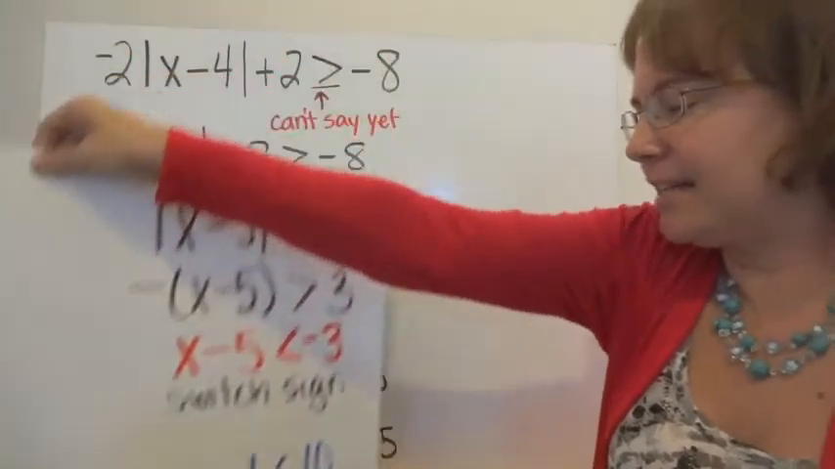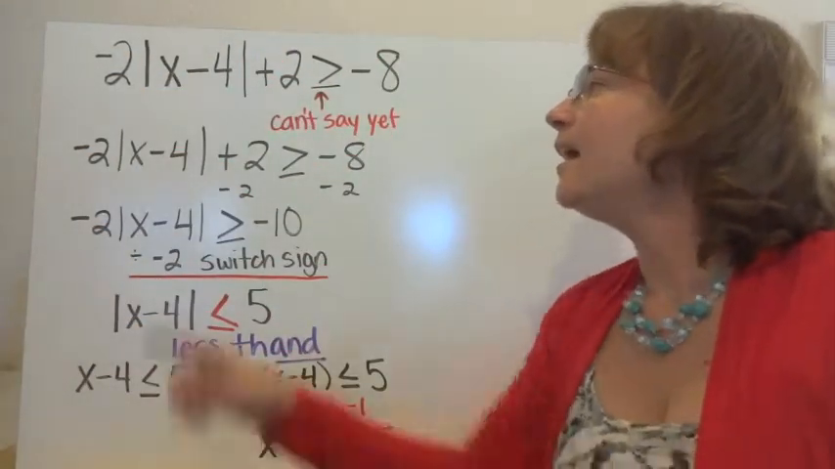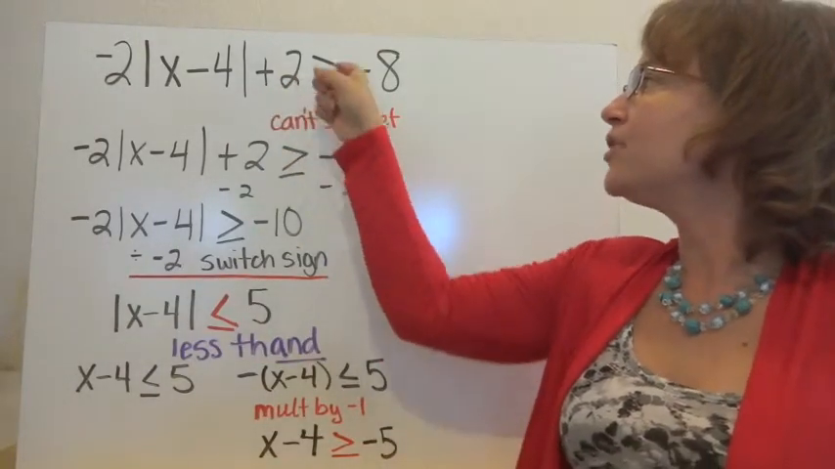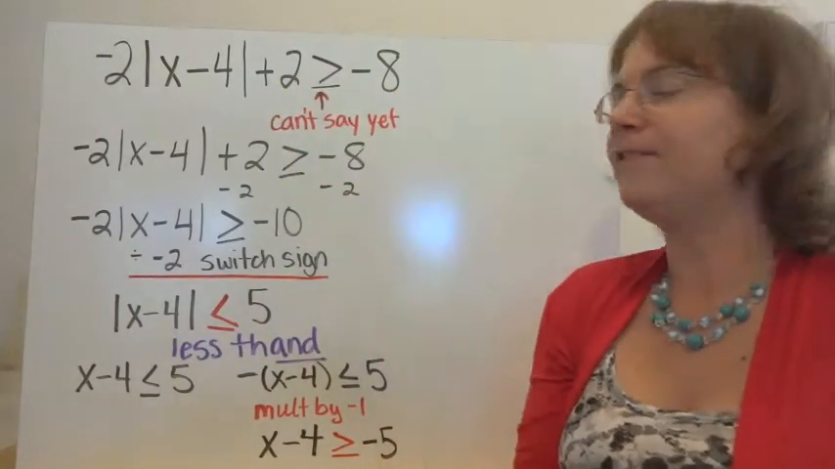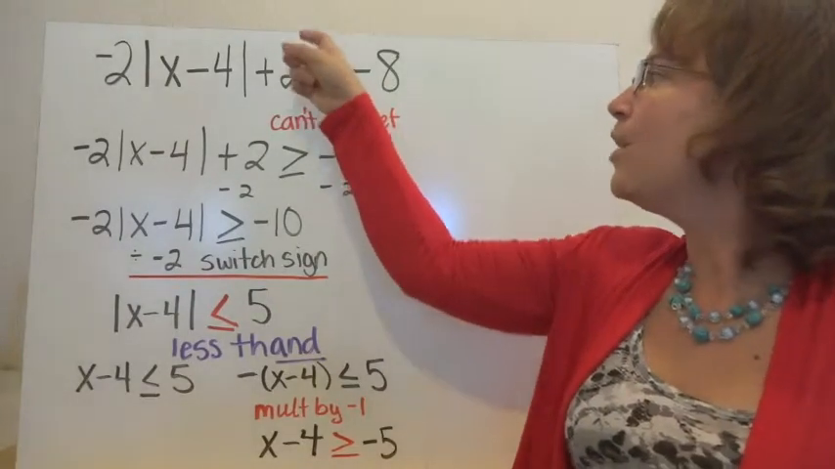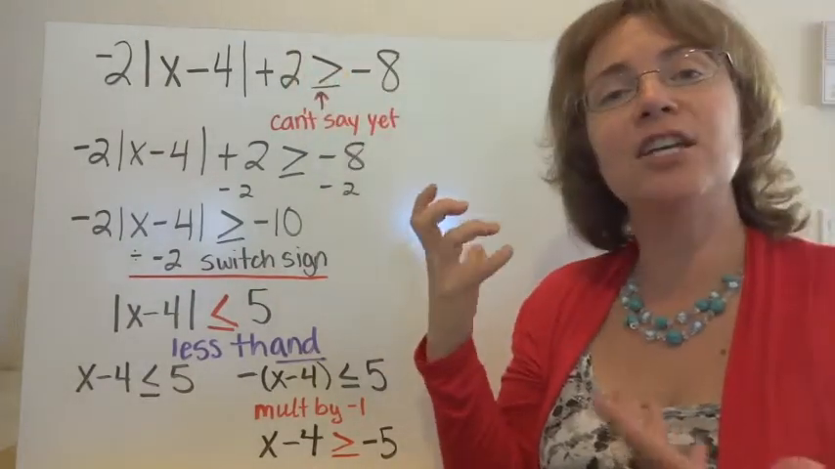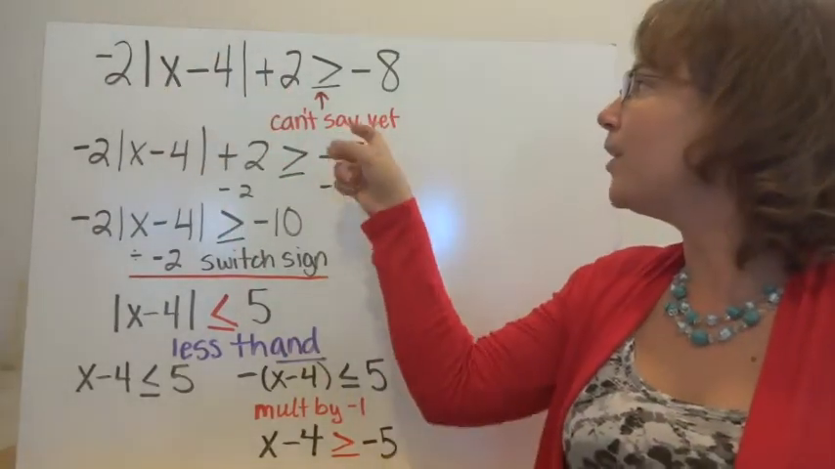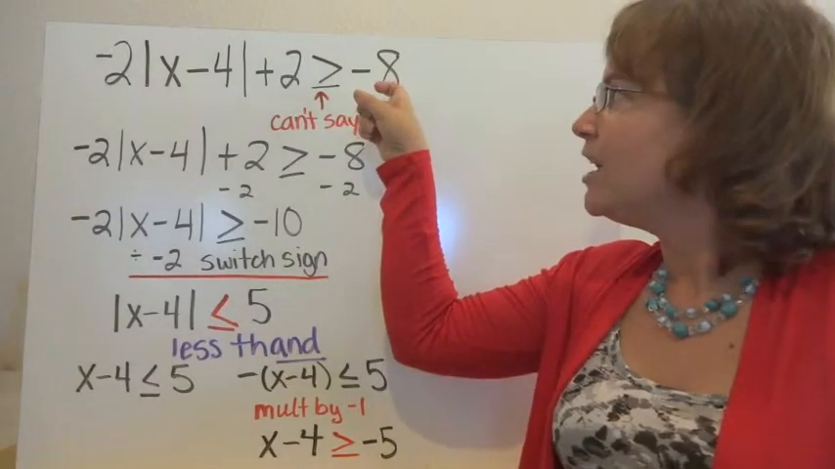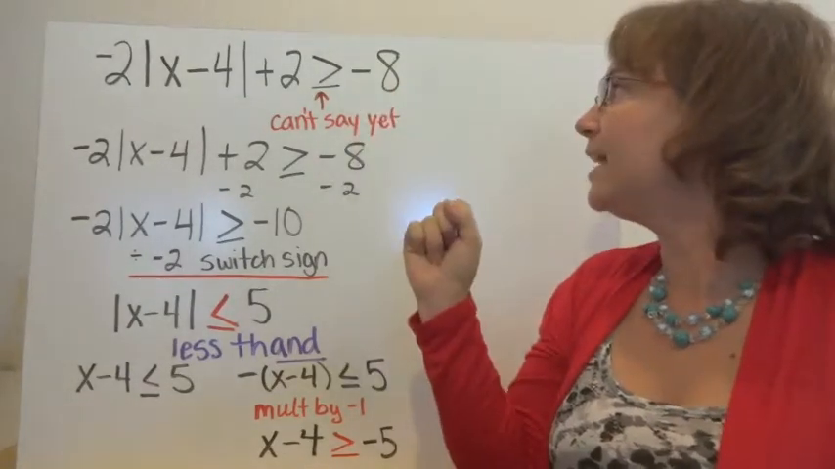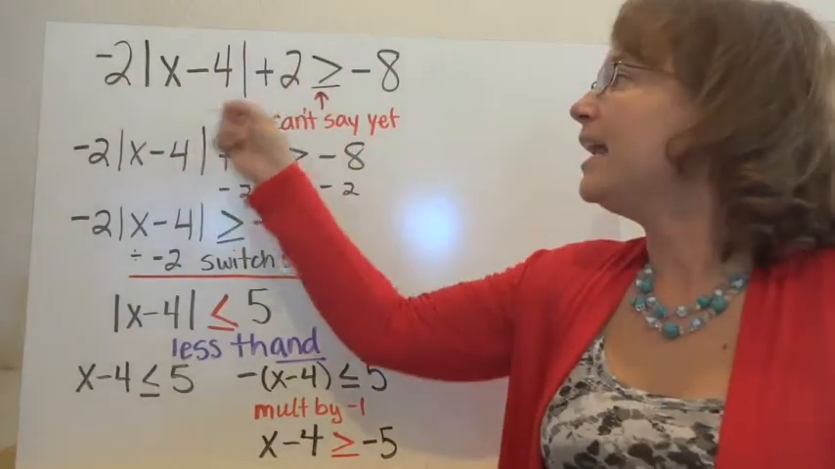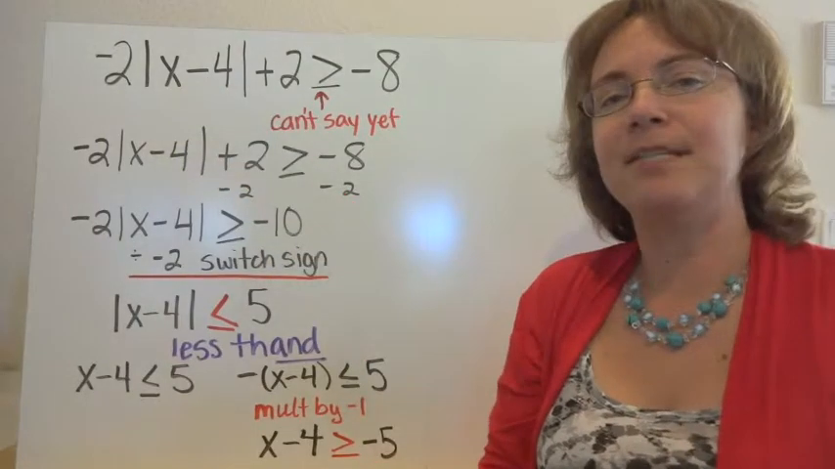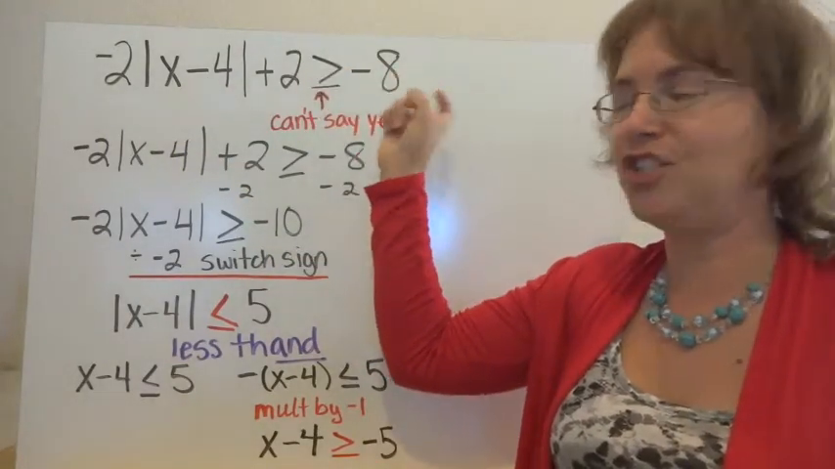So let's try another example, a little bit more complicated. I have negative 2 times the absolute value of x minus 4, plus 2, is greater than or equal to negative 8. Now, I can't say with my greater than or equal to sign that that's an or, because I haven't isolated my absolute value part of my inequality. I also have a negative 8 here. I don't want you to write no solution because you see this negative 8, because right here, we still have to isolate our absolute value. We don't know that we have an absolute value that's greater than a negative just yet.